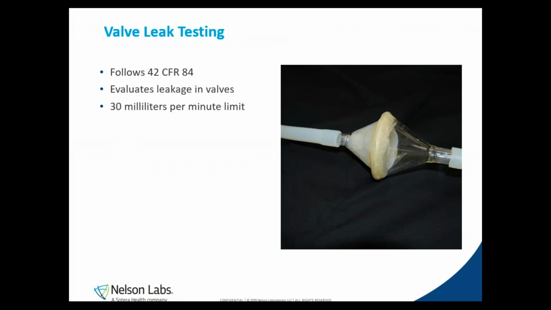For respirators that include an exhalation valve, there's a valve leakage test. This test, as the title indicates, evaluates the leakage in the valves. 30 milliliters per minute is the limit for leakage in valves. This is to make sure that when an exhalation valve is present in a respirator, there's not leakage that would overwhelm the use of the respirator. So that valve isn't leaking and making it so that the air that's breathed is not filtered.